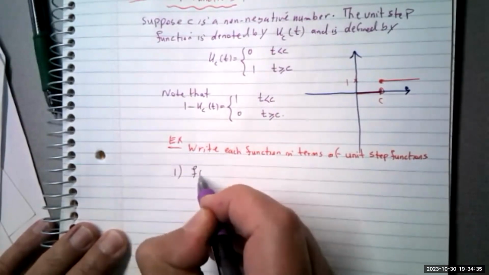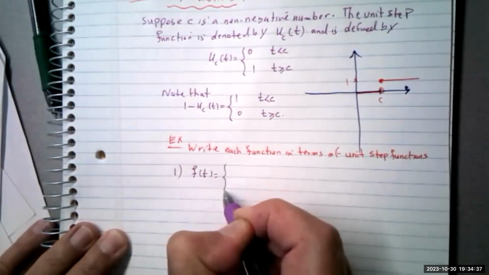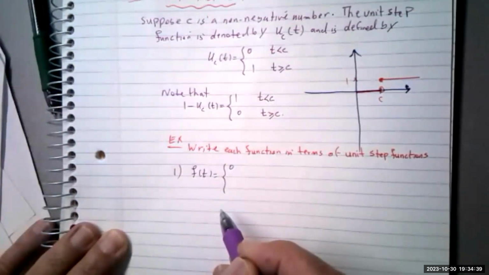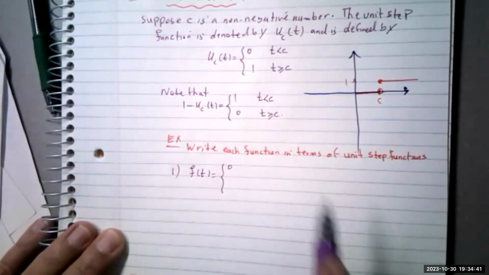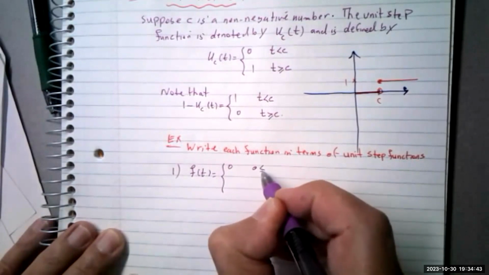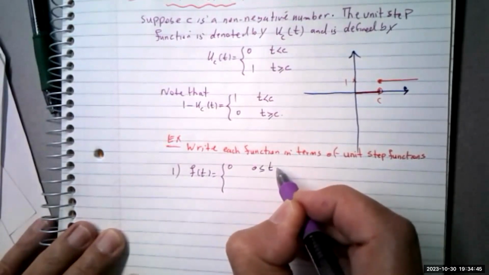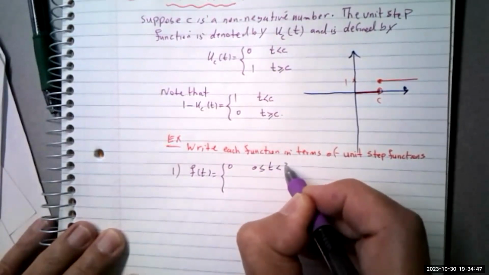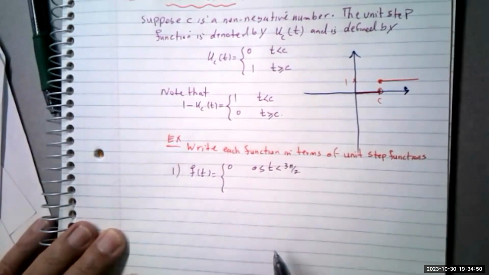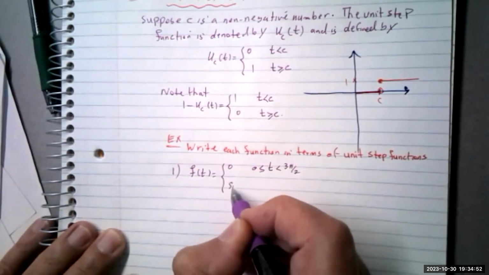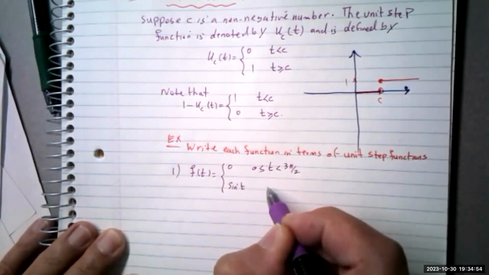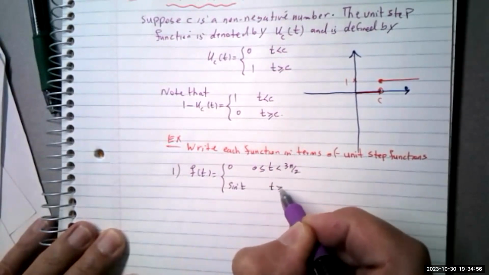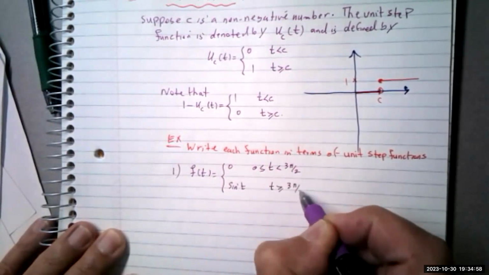The function is f(t) equal to 0 if t is less than 3π/2. Just to give you a kind of application problem. It is sin t if t is greater than or equal to 3π/2.